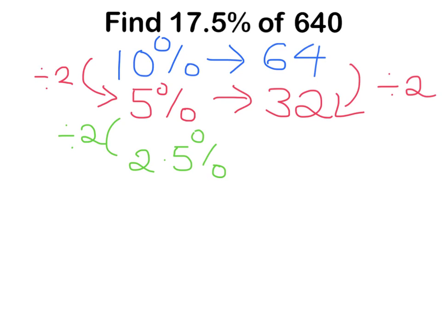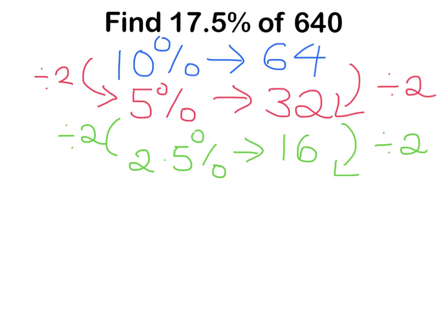Now you can work out 1% and then 1% and then 0.5%. That will still give you 2.5%, but a quicker way would be to divide 5% by 2, which is 2.5%. So I've also got to divide this side by 2 as well. So we've got 32 divided by 2, which is 16.